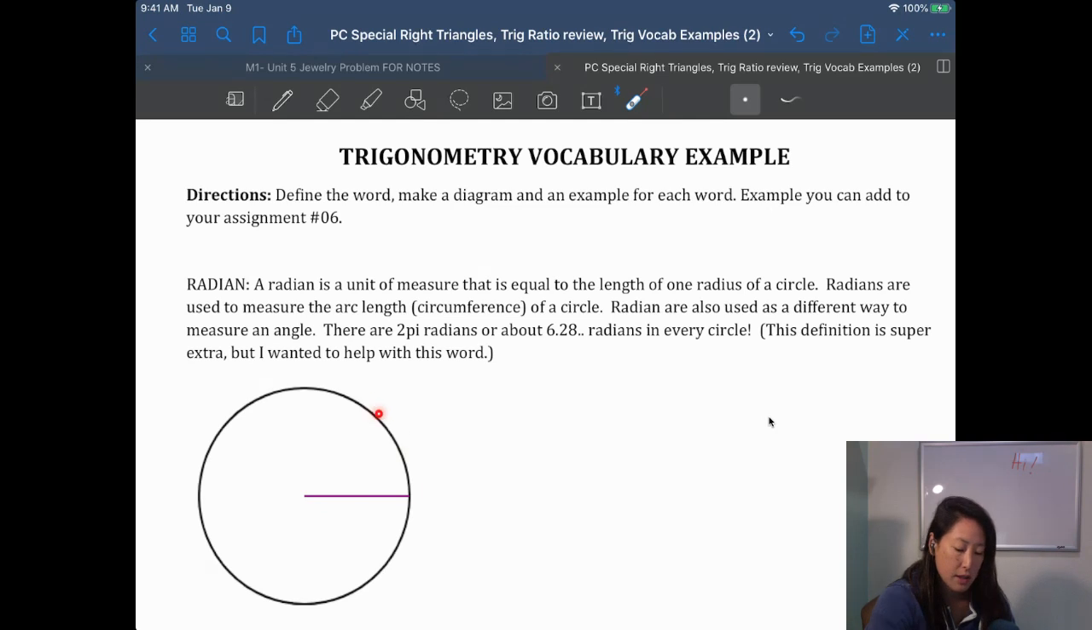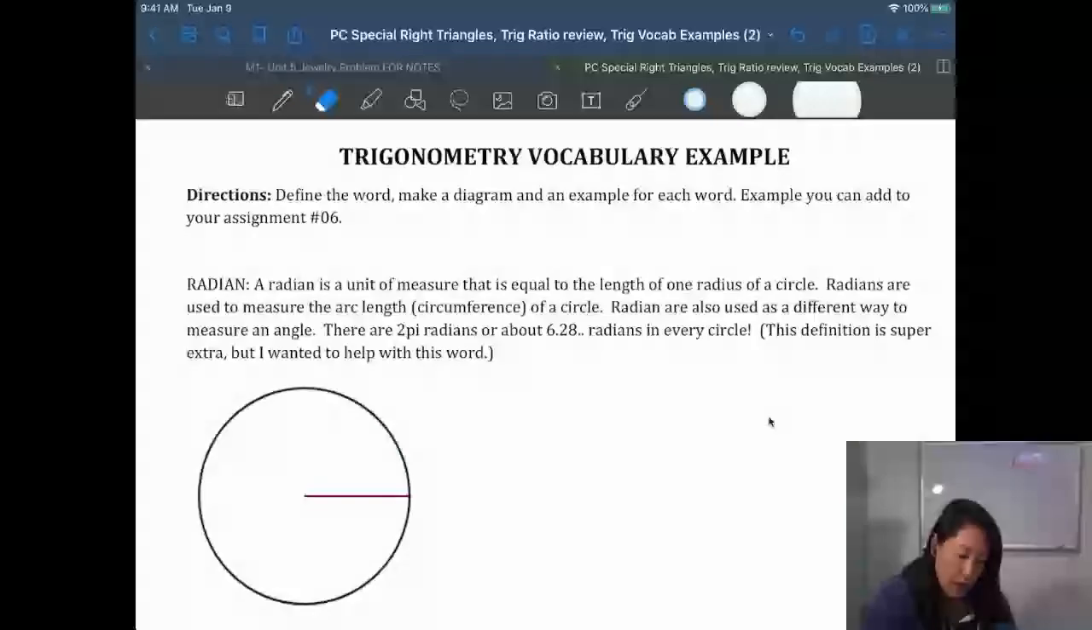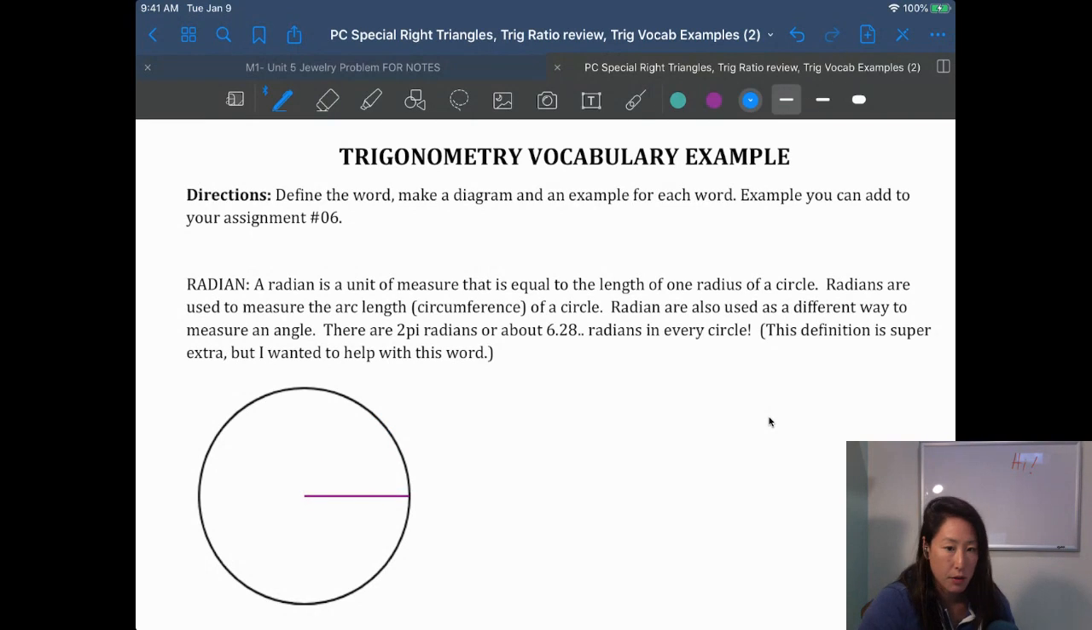And so instead of using the inside degree measurement, wow, that was really laggy. What you're doing is, if you think about your circle being a pizza, a radian is the arc length of your pizza pie, your slice of pizza. Degrees would be the pointy part of your pizza. All right. So this example is super extra, but this is probably the hardest one for you to have defined.